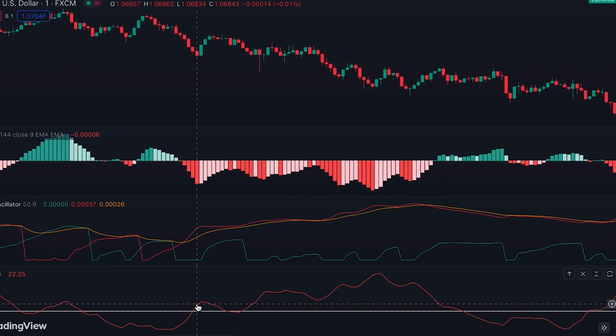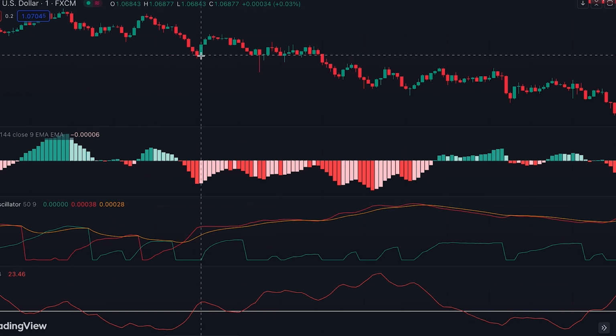When we got the successful crossing above the 20 level, again we check the Andean oscillator, and the red line should be above the orange line, and the MACD histogram should also be red. So we know that we are entering a trade that is in the current direction of the market. So we can enter a short position here as this new candle is opened.